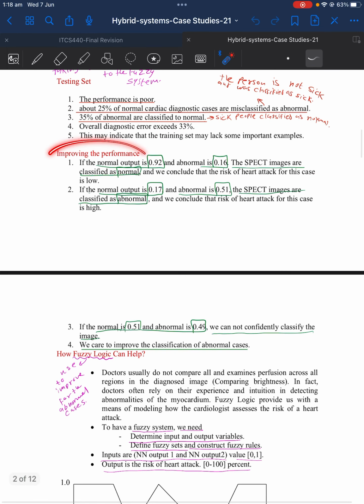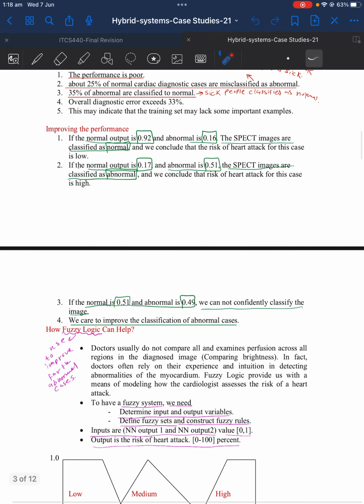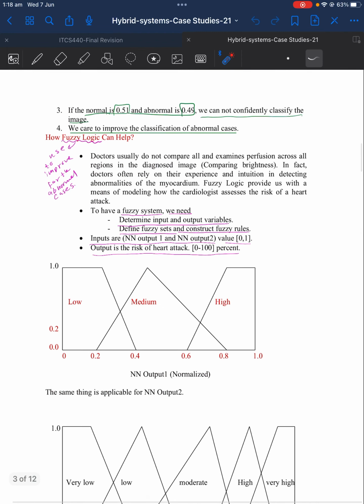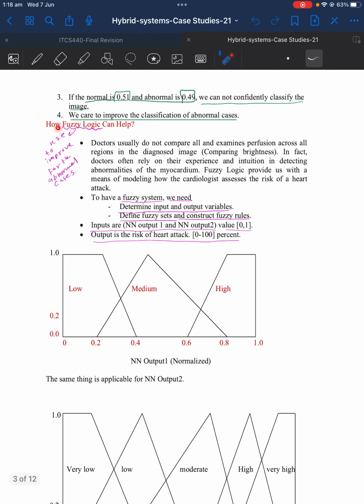So to improve the performance, we use the fuzzy system. For example, here we say the normal output is 0.92 and the abnormal is 0.16, so the SPECT image is classified as normal, okay? So we conclude that the risk of heart attack for this case is low, and the opposite for high, and so on. So how can the fuzzy logic help? It was used to improve for the abnormal cases.